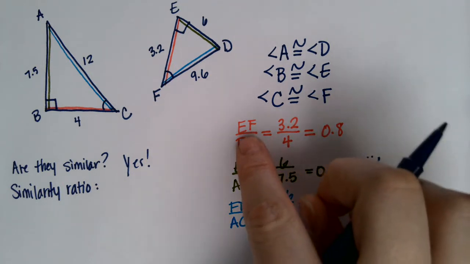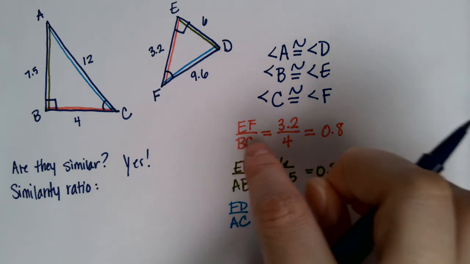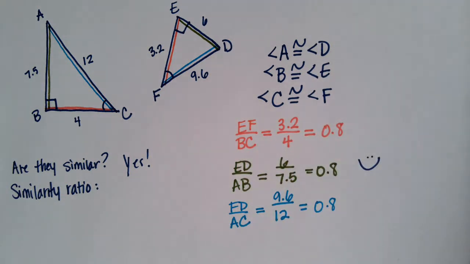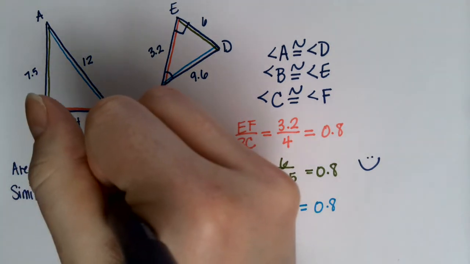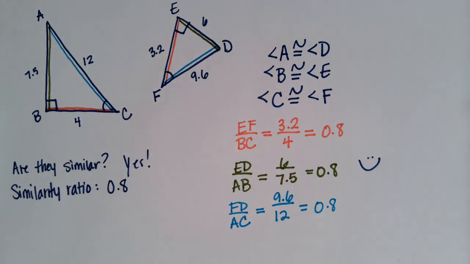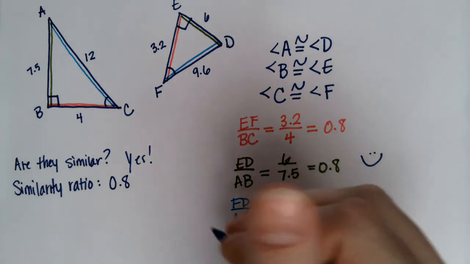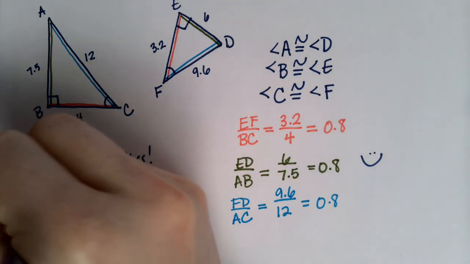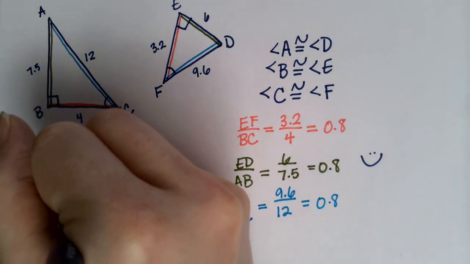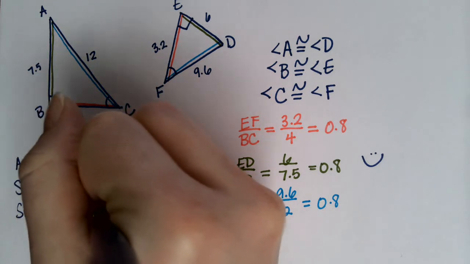If you flipped these, so you did the bigger triangle over the smaller one, then you would have a different ratio. It would be 1.25, which is fine as well. Ours is 0.8 or 1.25. And the last thing it asks is for you to write the similarity statement. So that's like the triangle is similar to the other triangle.